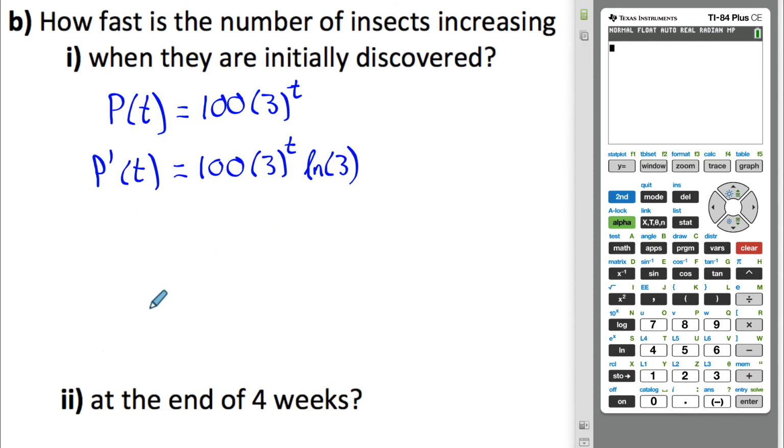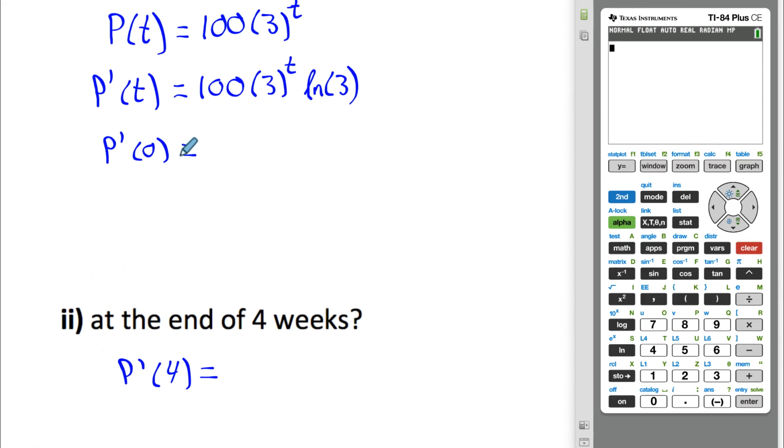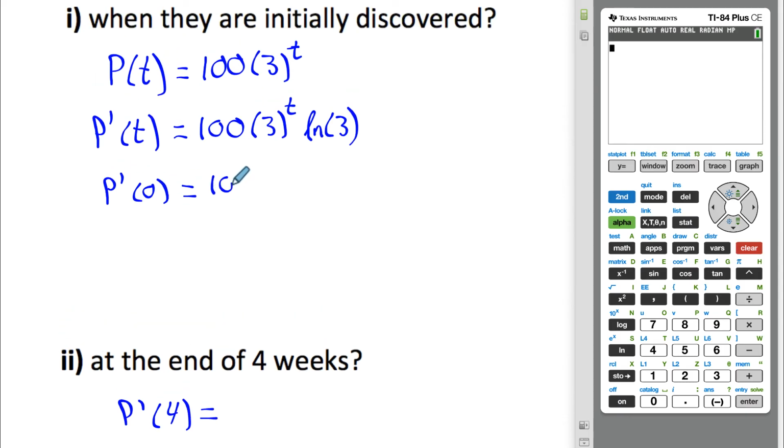In part 1, I want to know what is the rate of change of population with respect to time when they're initially discovered, so that means when time is 0. And part 2 wants to know at the end of 4 weeks, so I'll need P prime of 4 for part 2. So the rate of change when they're initially discovered, when time is 0, I'd have to plug in 0 for t. Let me evaluate this on my calculator. So I have 100 times 3 to the 0, and 3 to the 0 is just 1, but I'll type 3 to the 0 anyway, times ln 3. And I get 109.9.